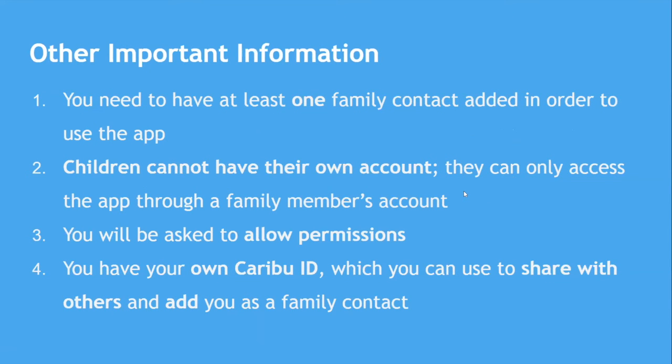Other important information. You need to have at least one family contact added under your family tab in order to use the application. Children cannot have their own account. They can only access the app through a family member's account. You will be asked to allow permissions like the camera and mic permissions I mentioned. You will have your own Caribu ID, which you can share with others, and others can add you as a family contact using your Caribu ID.